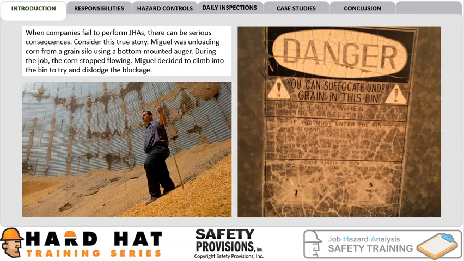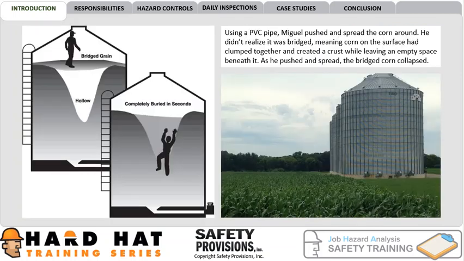When companies fail to perform JHAs, there can be serious consequences. Consider this true story. Miguel was unloading corn from a grain silo using a bottom-mounted auger. During the job, the corn stopped flowing. Miguel decided to climb into the bin and try to dislodge the blockage. Using a PVC pipe, Miguel pushed and spread the corn around. He didn't realize it was bridged, meaning corn on the surface had clumped together and created a crust while leaving an empty space beneath it.